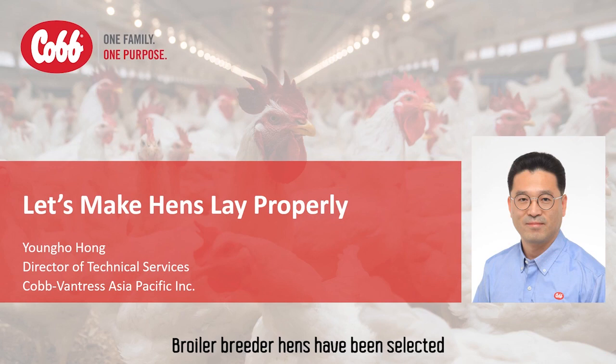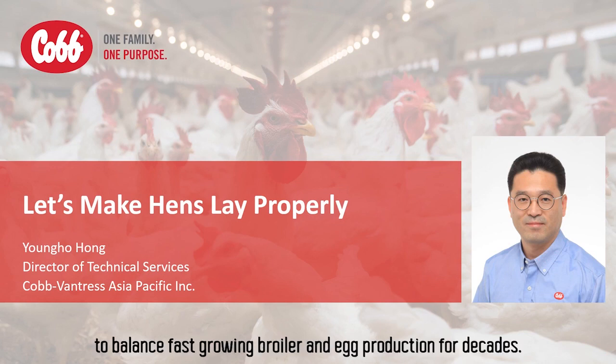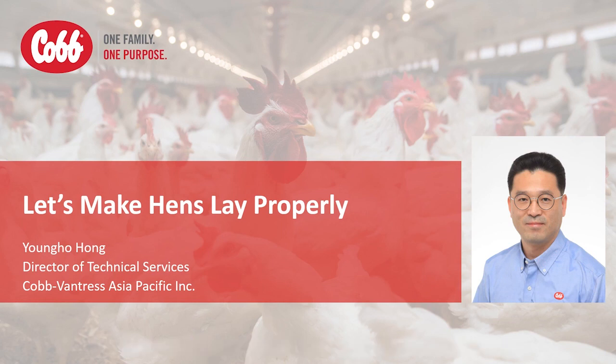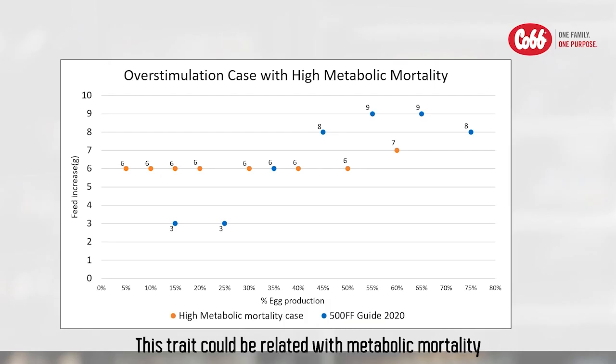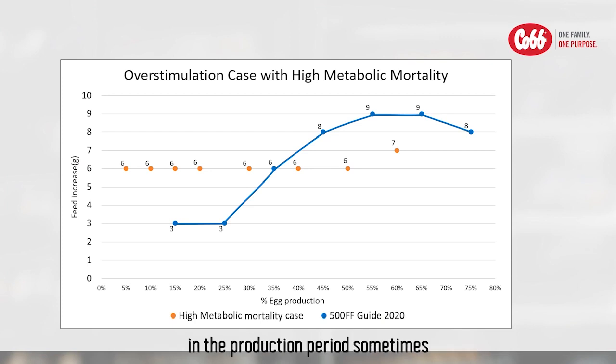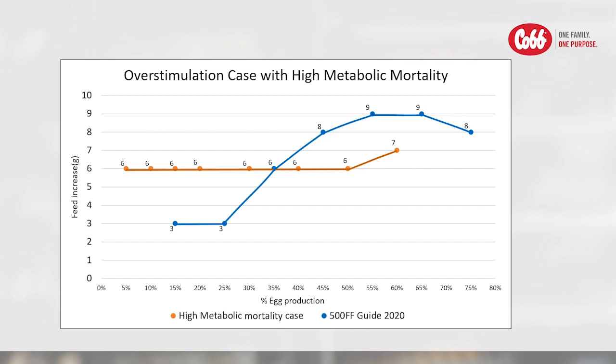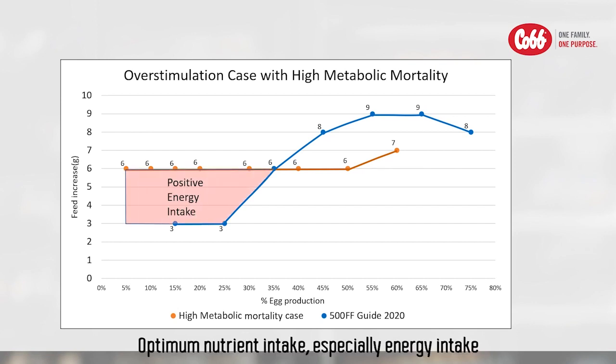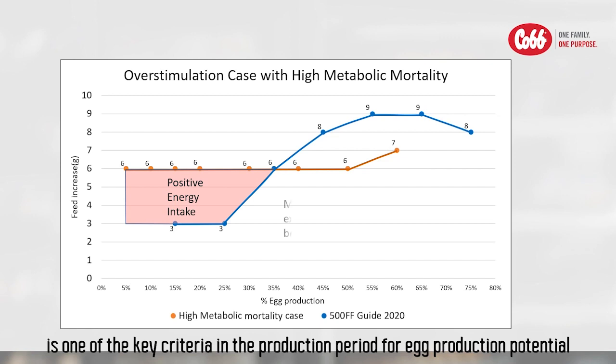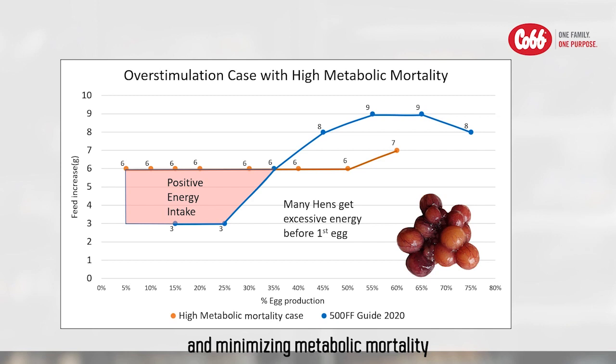...been selected to balance fast-growing broiler and egg production for decades. This trait could be related with metabolic mortality in the production period sometimes when there are predisposing factors. Optimum nutrient intake, especially energy intake, is one of the key criteria in the production period for egg production potential and minimizing metabolic mortality, like this chart is indicating.